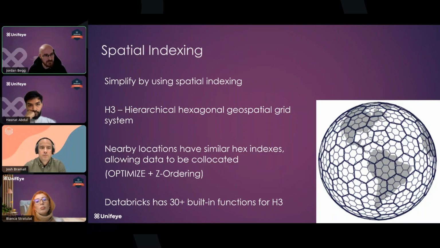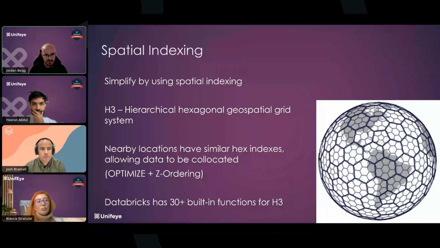Yeah, so in H3, one of the ways that we can make it quite efficient is that locations or cells have very similar IDs, which allows data to be co-located. Like in Delta Lake, we have the power of optimize and Z ordering. So if we optimize on that column, then we can make the data co-located, and through data skipping algorithms, we can dramatically reduce the amount of data that actually needs to be read during queries.